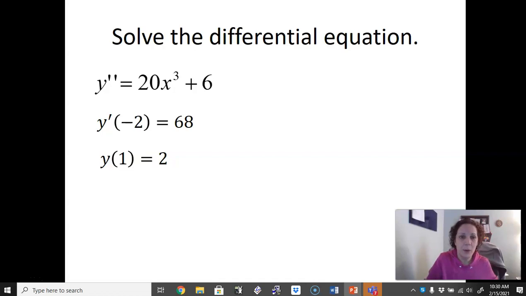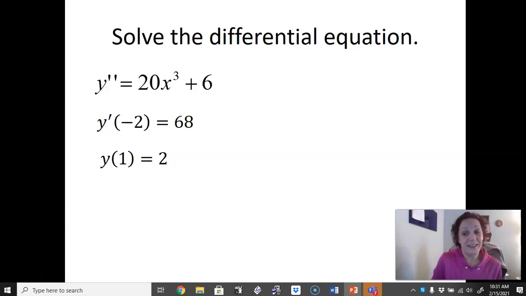So notice that what they gave me here wasn't a derivative, but a second derivative. Okay. So if I integrate y double prime, I'm not going to get y, I'm going to get y prime. And then if I integrate y prime, I'll get my y function. So when they say solve the differential equation, they want my answer to be a y equals. Well, to get from y double prime to y, that's 2 steps.